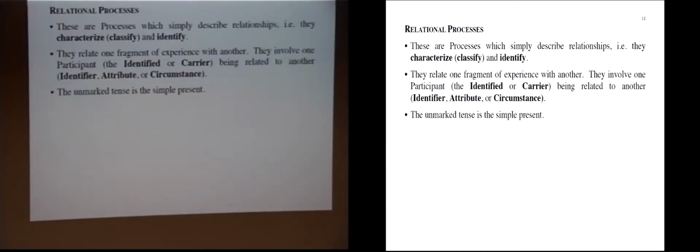Now, the last type of the major, I said there was three major processes and three minor processes. The last major process type is called relational. And what this means is you're just relating two participants. And that's very simple. It sounds very simple, but it's actually one of the most complicated parts of the grammar. So you have different ways of relating the two participants. And this is a very interesting part of how we represent things.